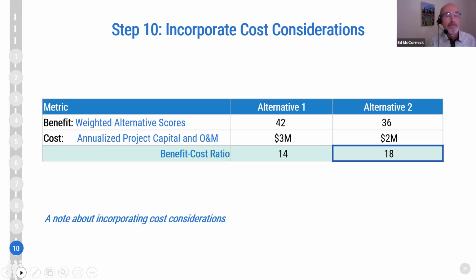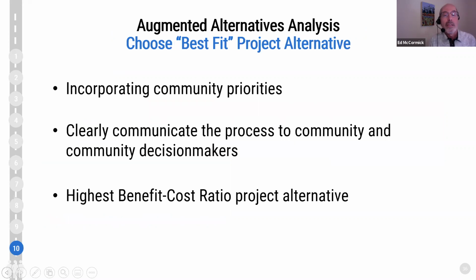Next slide. Okay, so you get to the end of the analysis, and now here you are where you're really choosing your best fit project alternative. A lot of thought has gone into this. At this point, you've incorporated community priorities into your goal setting for your projects. You've clearly communicated the process to the community and decision makers.